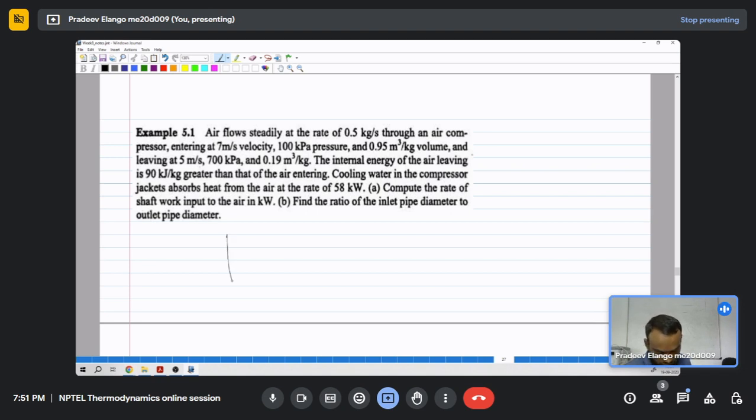So we have a compressor that can be assumed as a control volume, and air goes inside and leaves at some state. While entering, m dot is the same throughout, that is 0.5 kilogram per second, and the velocity is 7 meter per second, 100 kilopascal, and the volume is 0.95 meter cube per kg. While leaving, the velocity is 5 meter per second, 700 kilopascal and 0.19 meter cube per kg.